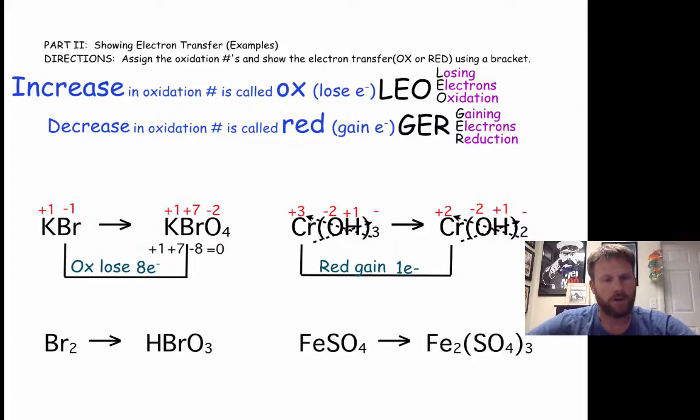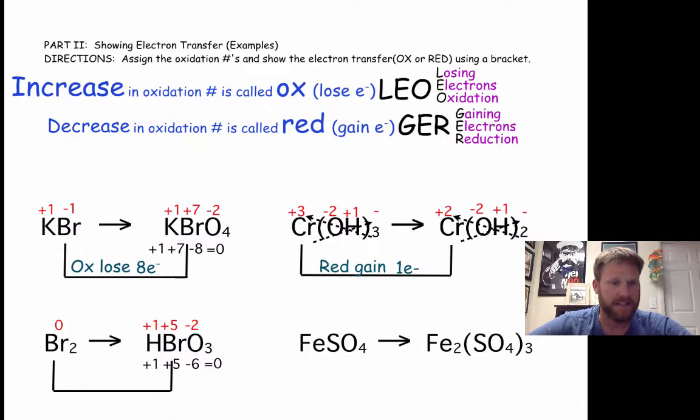The next two examples are a little different, but first of all, let's assign oxidation numbers. Br2 is bromine in its elemental form, so it has an oxidation number of 0. We can find out what bromine's oxidation state would be in the product there. We know hydrogen's a +1 and oxygen's a -2. The whole molecule must have a 0 overall charge, so oxygen has a -6 because there's 3 of them. Hydrogen's +1, so doing the algebra, we can see that bromine's a +5. We can see that bromine is changing its oxidation state. It is going from a 0 to a +5. It's increasing its oxidation number.